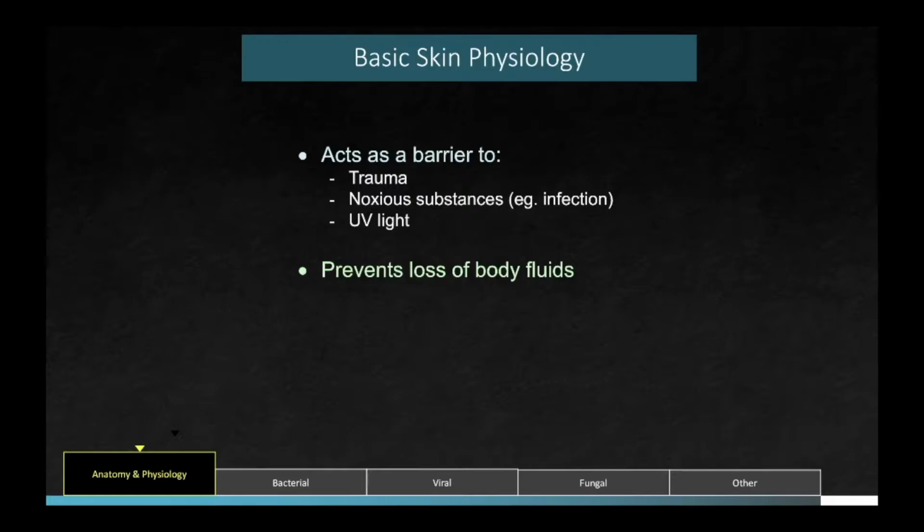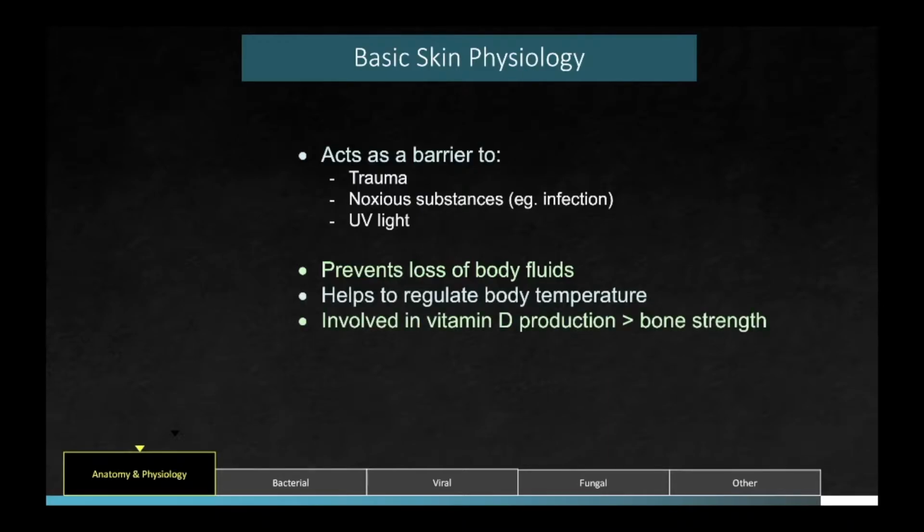A third vital role of skin is as a regulator of body temperature, which it does by a number of different mechanisms. Fourthly, the skin's involved in vitamin D production, a vitamin which is very important for bone strength. And finally, the skin's a key sensory organ, constantly sending information to the central nervous system about the person's environment.